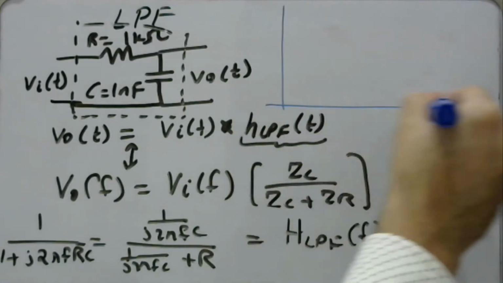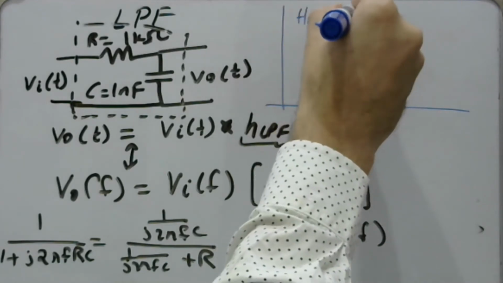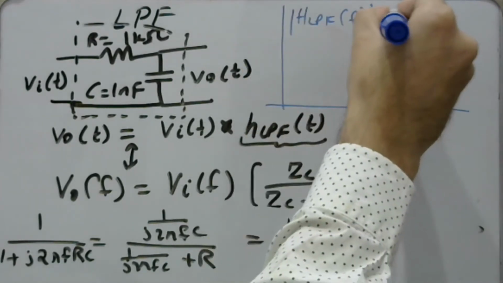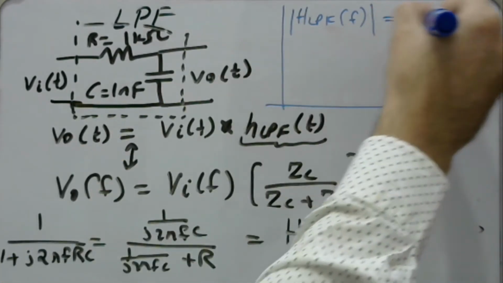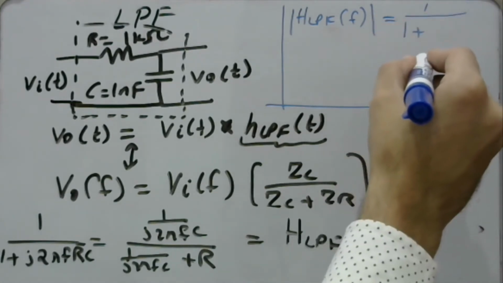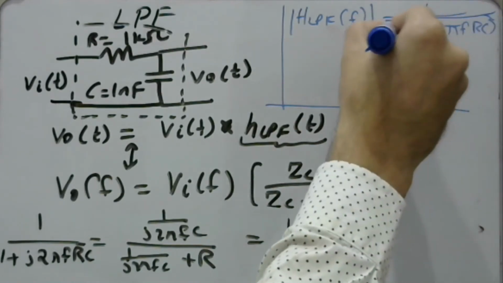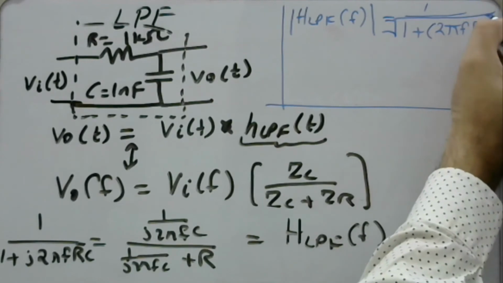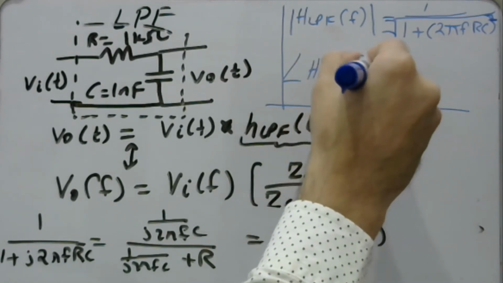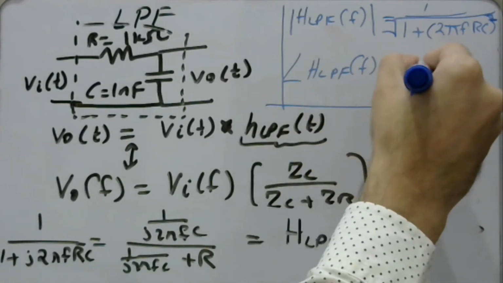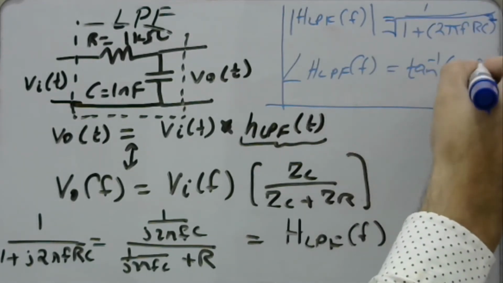So for this system, the magnitude response, the magnitude of H low pass filter of f, is simply 1 over the square root of a squared plus b squared. So we have 1 over the square root of 1 plus (2 pi f r c) squared, and the phase is simply tan inverse of this function, that is minus 2 pi f r c.